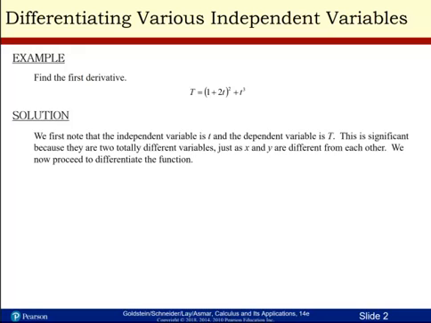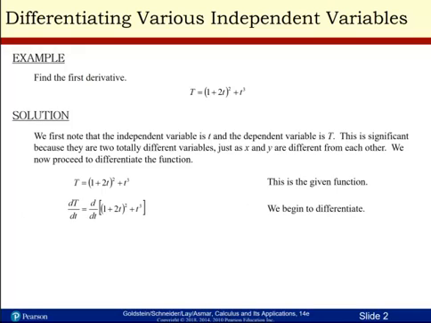We're going to first note that the independent variable is lowercase t and that the dependent variable is uppercase T. This is significant because they're two totally different variables, just as x and y are different from each other. We now proceed to differentiate the function. So we have our given function from the very beginning, and we're going to differentiate that original function with respect to our independent variable, lowercase t.